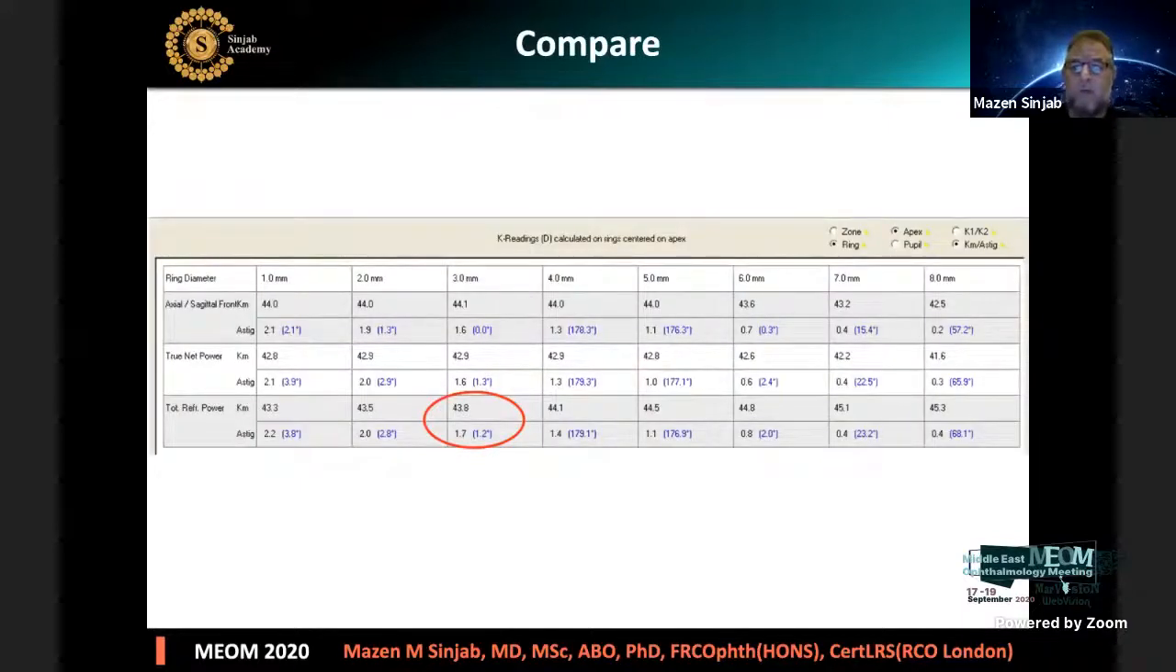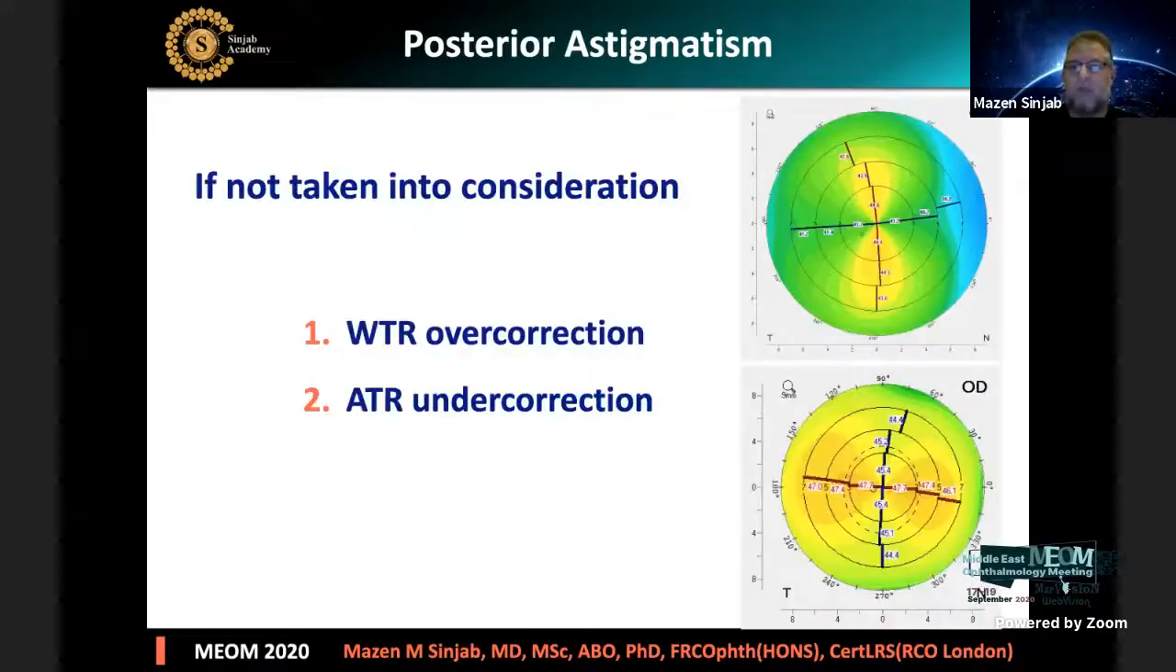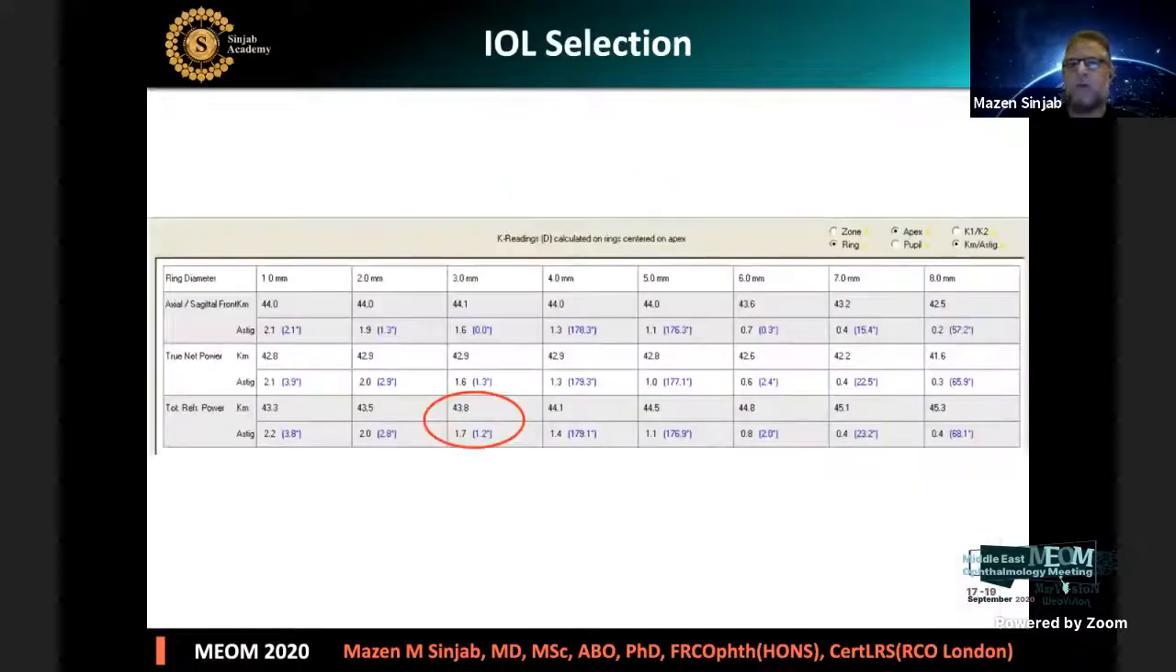Of course, we have to compare the total corneal refractive power. We shouldn't depend on the simulated K or the astigmatism on the anterior corneal surface. We have to look at the total corneal refractive power display, and we then compare it with the manifest astigmatism. Of course, if posterior astigmatism is not taken into consideration in IOL calculations, then when we are implanting toric IOLs, there will be an overcorrection if the astigmatism is with-the-rule, or undercorrection if it is against-the-rule. So posterior astigmatism should be taken into consideration.